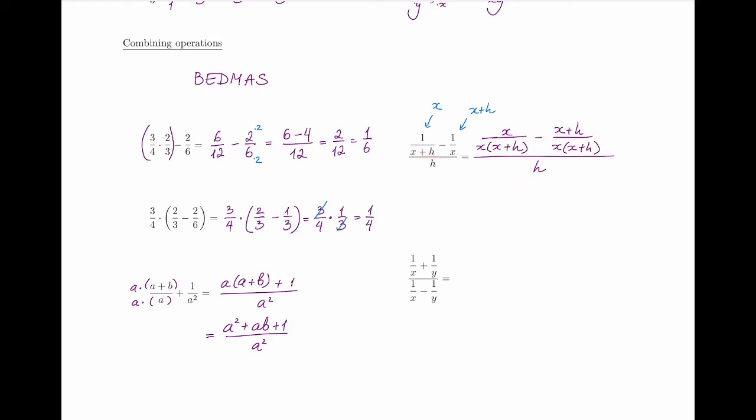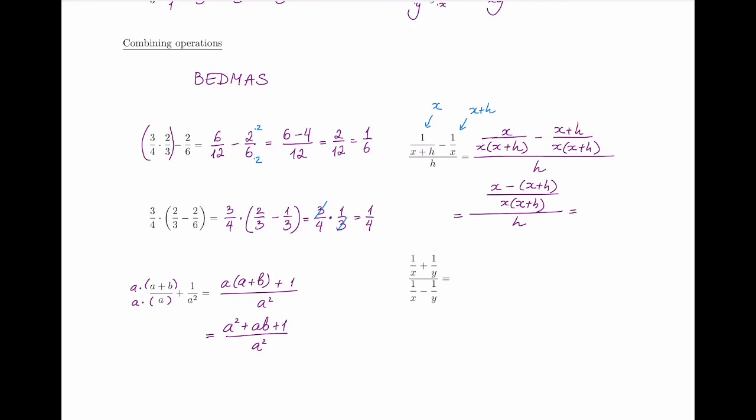Great. Now my two things on the top do have the same denominator, so I can bring them together. Be very mindful of the fact that this minus is in front of the entire fraction, which means it's in front of the entire numerator, okay? So when I do bring them together, I'm going to have x minus x plus h all over x plus h, and then finally all over h. So I'm going to place my equal sign lined up with the main division sign here.